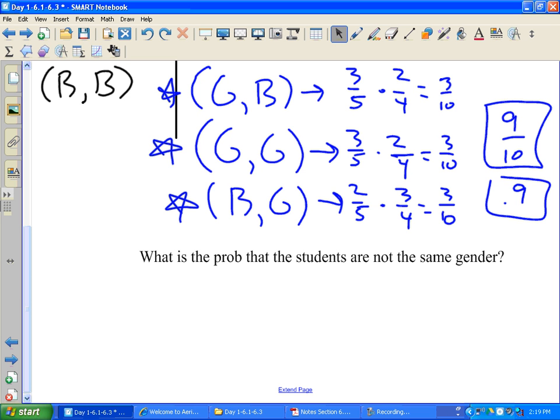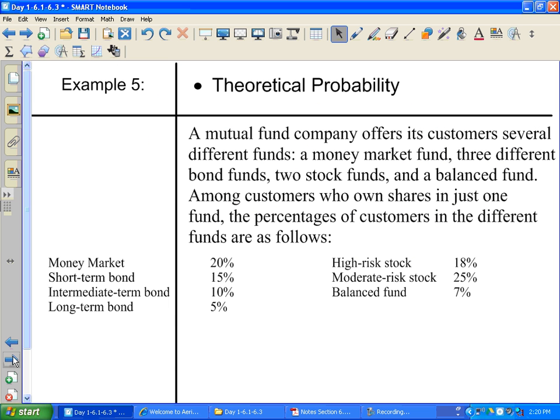What? What's the question? I didn't hear the question. Okay. Any questions on that for same gender? Is everybody? Different gender. All right. This one.